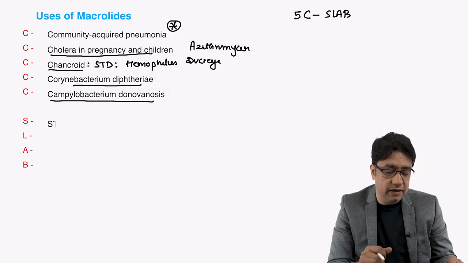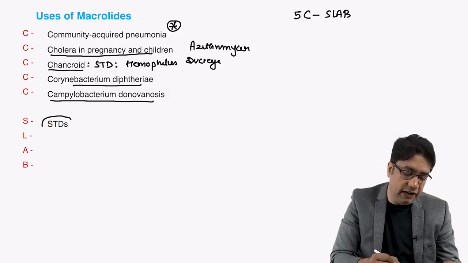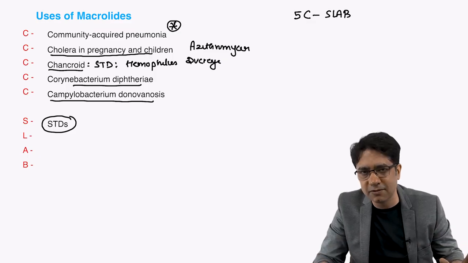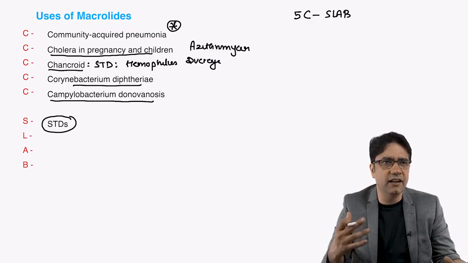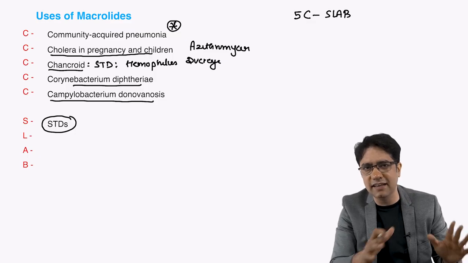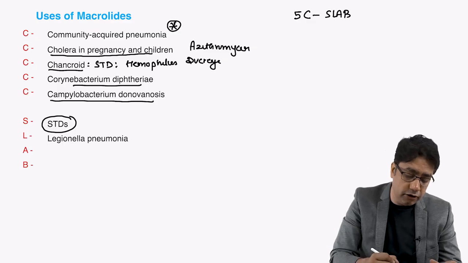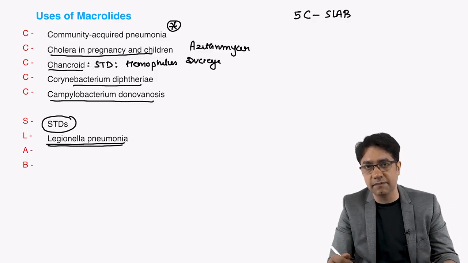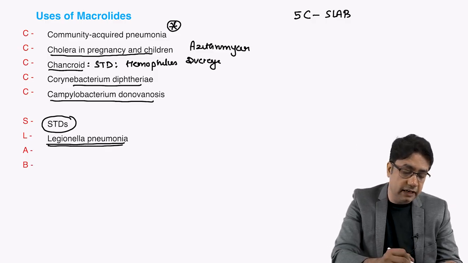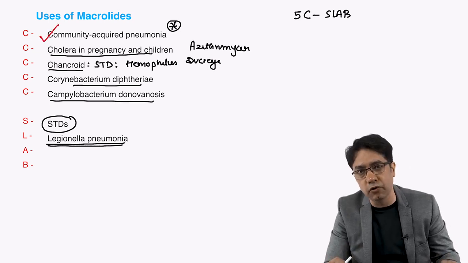Now, star, they are given for a variety of STDs. Remember, any sexually transmitted disease, if you come across an option of azithromycin, go with it. We will shortly discuss all STDs. Then, Legionella pneumonia: the drug of choice is erythromycin and azithromycin. Remember, Legionella can cause community-acquired pneumonia.